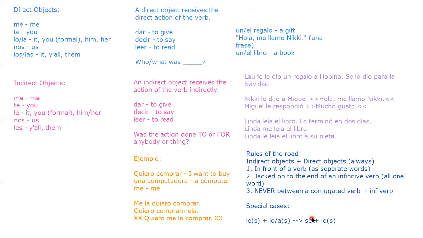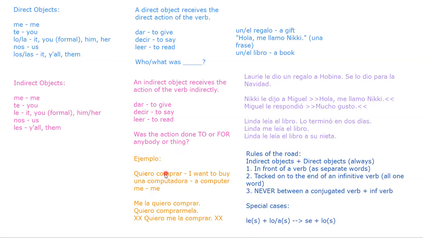All right, to wrap up, we have an example. We're going to use the phrase quiero comprar, where we put 2 verbs together, meaning I want to buy. And I'm going to say that we're talking about una computadora, a computer, which, by the way, una is feminine. And I'm talking about myself. All right. Me la quiero comprar. I'm going to follow my rules. I'm putting my indirect object in front of my direct object. So I'm going me la. And I picked the la because una computadora is a singular feminine thing.